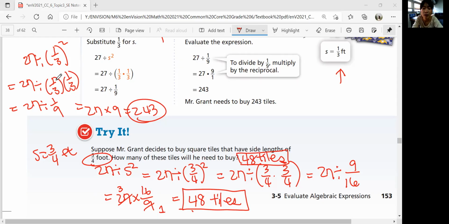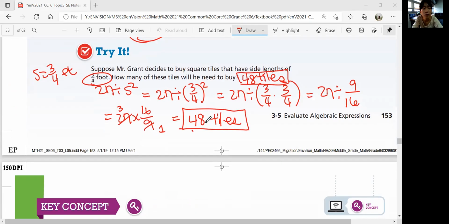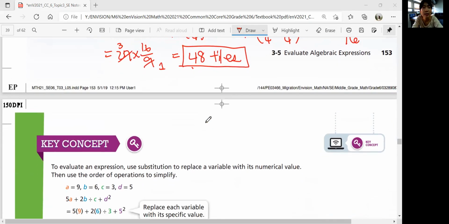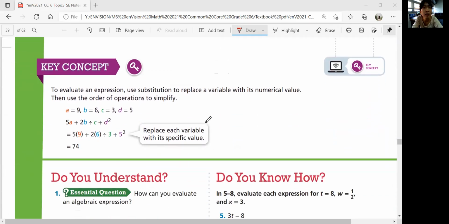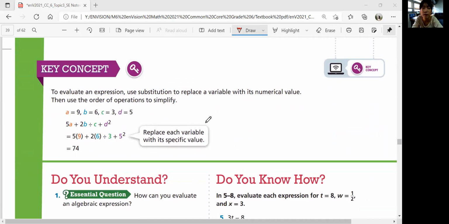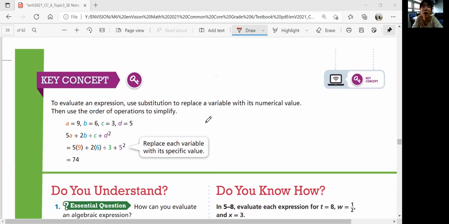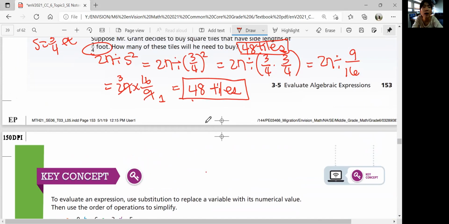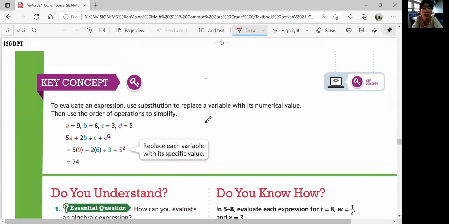Okay, should be right. All right, to summarize our lesson, evaluating algebraic expressions, you use substitution to replace a variable with its numerical value. Then you're going to use the order of operations to simplify. Right? That was lesson 3.5, evaluating algebraic expressions.